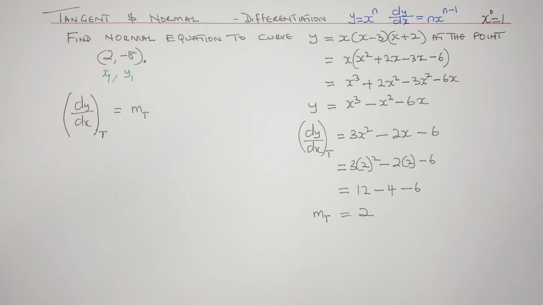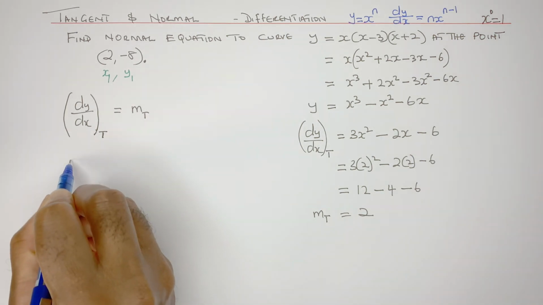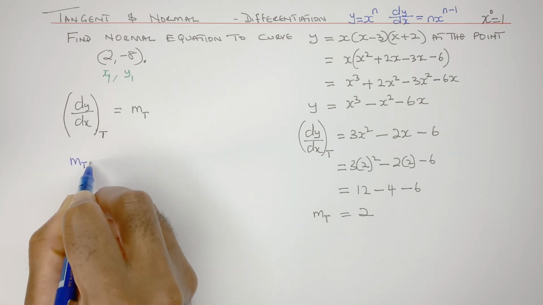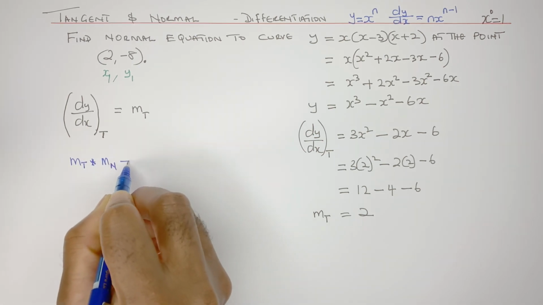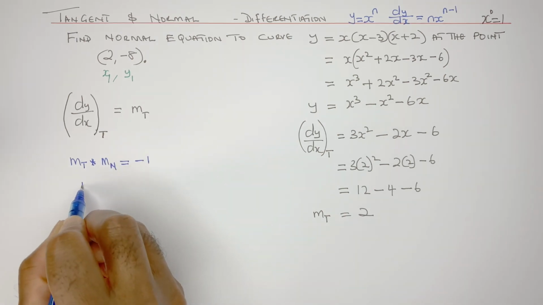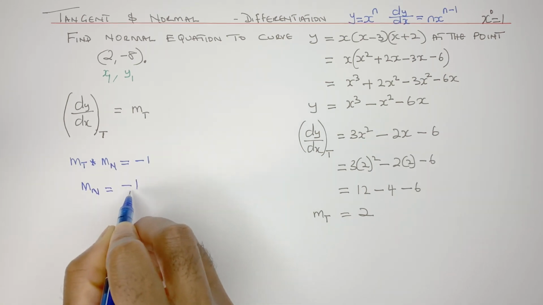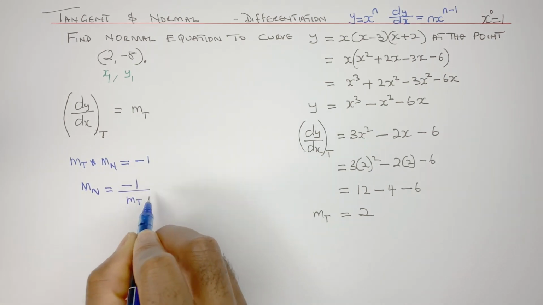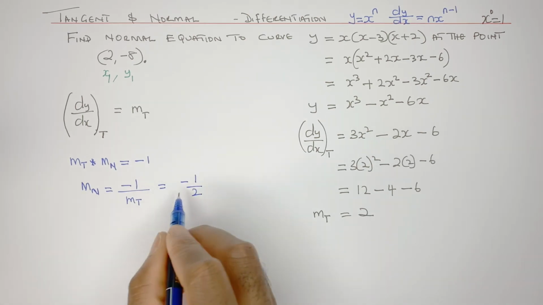But there's a relationship. We know that the gradient of tangent, m tangent, times m normal, will be equal to minus 1. So we want to find m normal. So m normal will be equal to minus 1 over m tangent. And that would be minus 1 over 2. So it's minus a half.